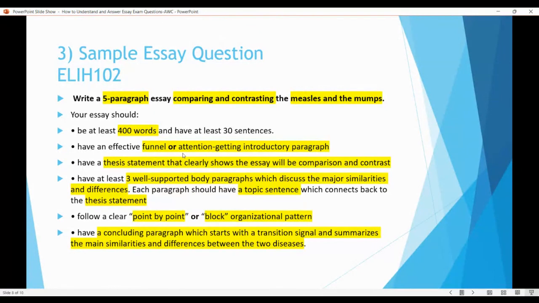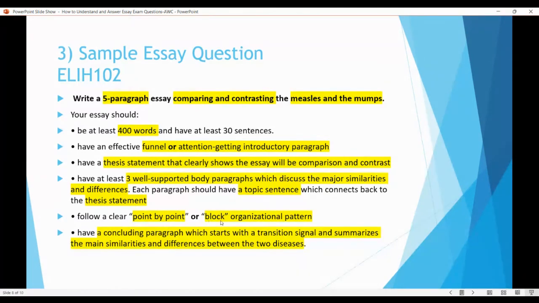Now, follow a clear point by point or block organizational pattern. So there are 2 ways of organizing information. It's a point by point. That means you write 1 similarity and then you write a difference. So similarities and differences go hand in hand. So in 1 paragraph, you have similarities and differences both. This is called point by point organization of information.